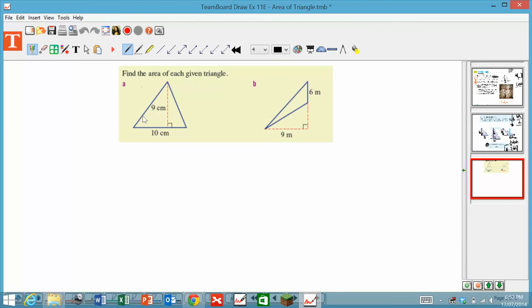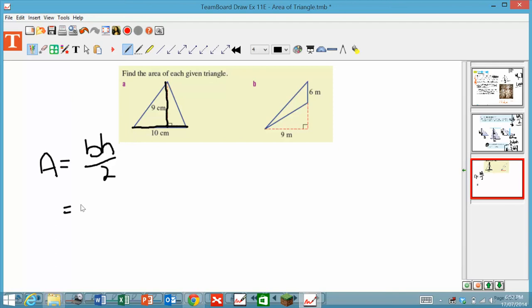All right, let's go through these examples. Find the area of each given triangle. So here's our first one. Example A, we've got our base here of 10. We have got a height of 9. So this is the way I show my working out. Area equals, and I'm going to use this formula, base times height, divide by 2. So I substitute my values in now.